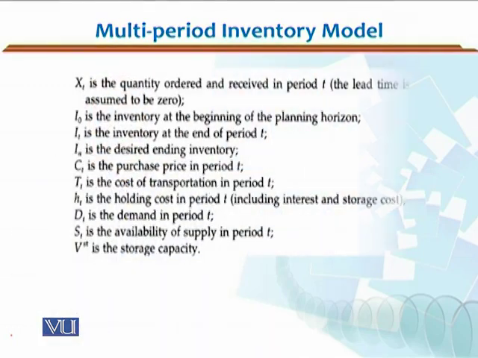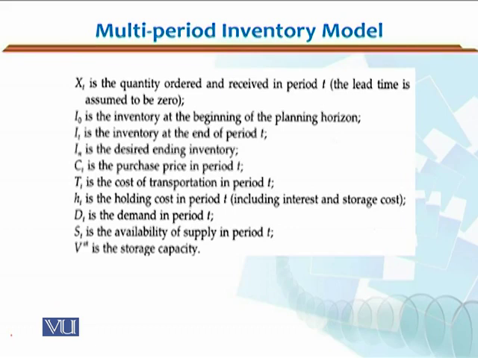So how would it look? Let me first introduce you to some of the notations that I would use for my multi-period inventory model. Let X_T be the quantity ordered and received in period T. The lead time is assumed to be 0.